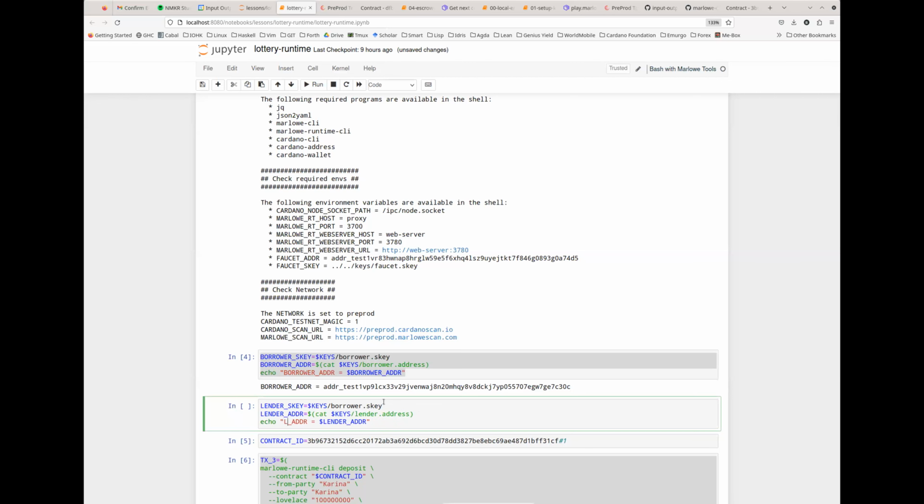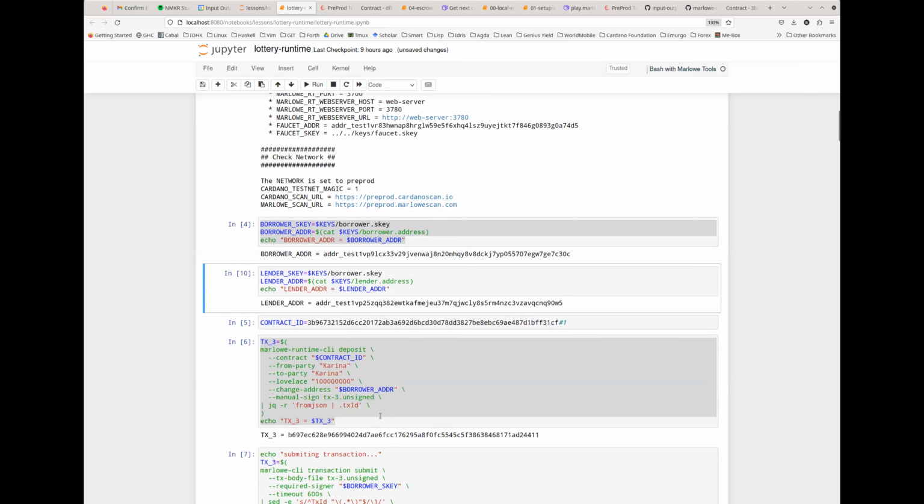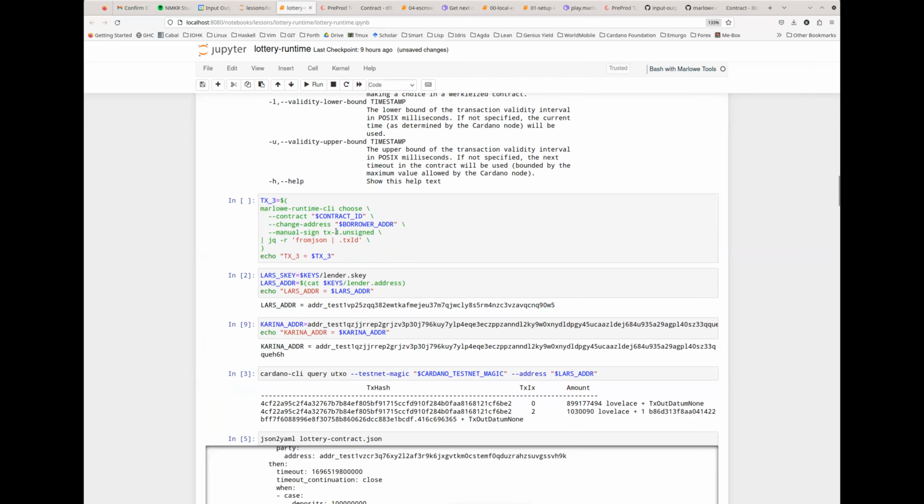So I had all of that before, but I had to restart my notebook. Okay, fine. Lender. So now where were we? Choose. So the change address is now this lender address. Lender. It's now the fourth transaction. So the unsigned one we call TX4.